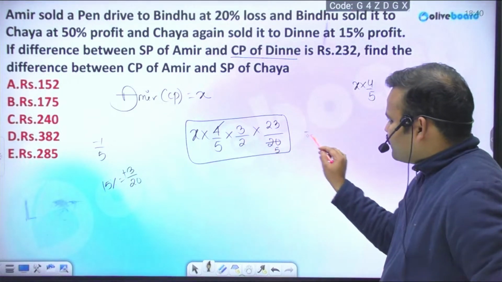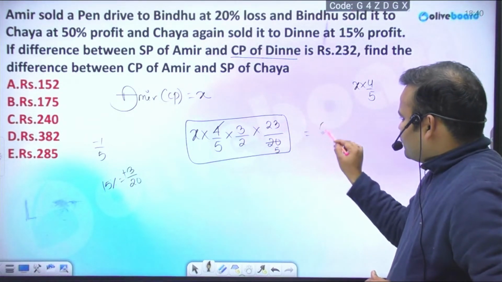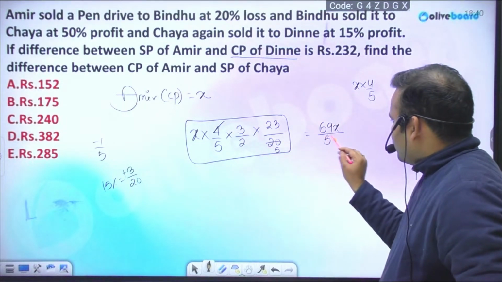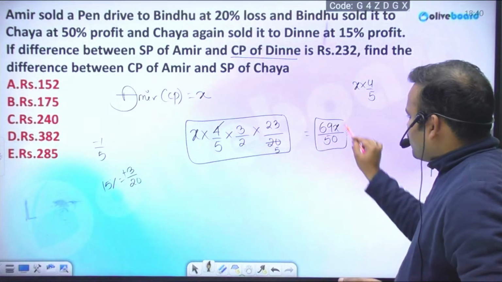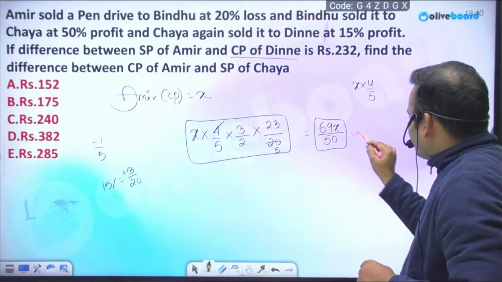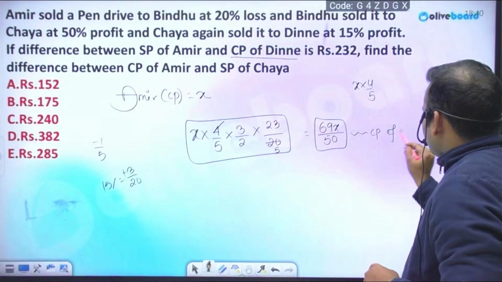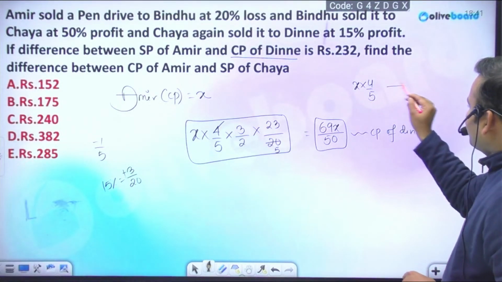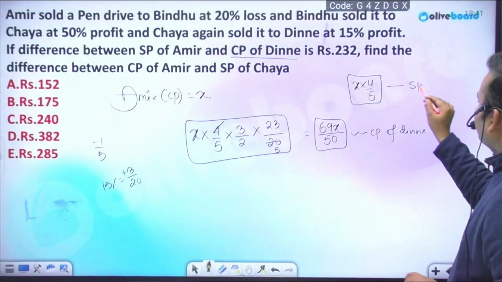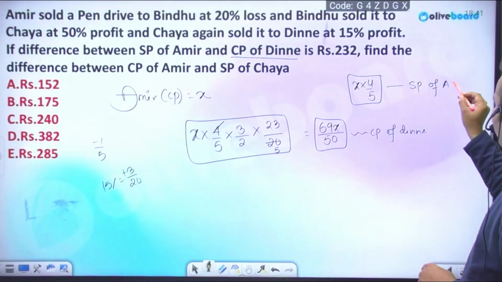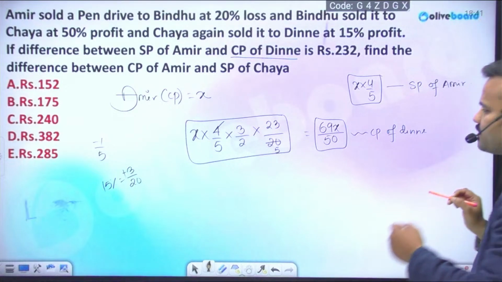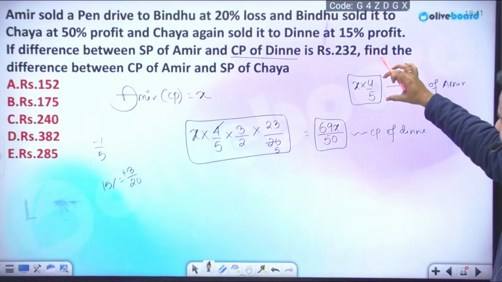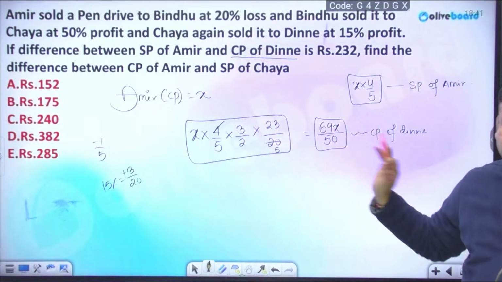So basically this is 69X by 50, X by 5 into 5, 25, 50 by 50. This is representing the cost price of Dini, and this is represented as the selling price of Amir. The SP of Amir and the cost price of Dini are given. Which is more? This is 80% and this is more than 100%, so this will be more.